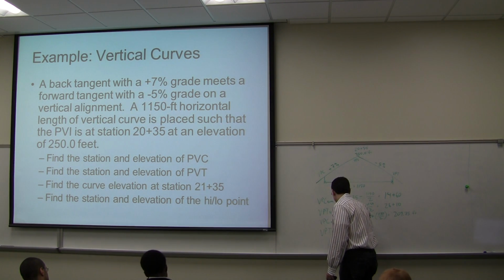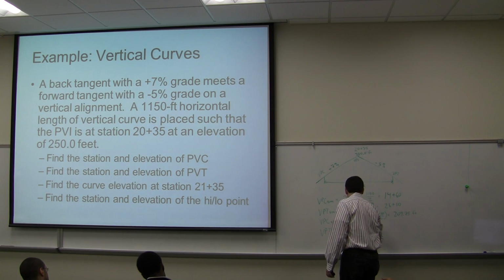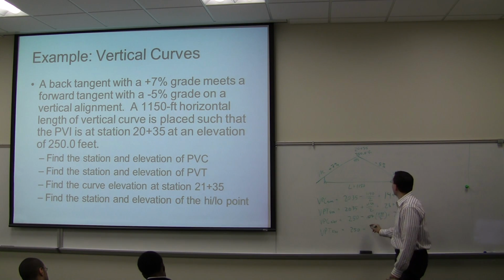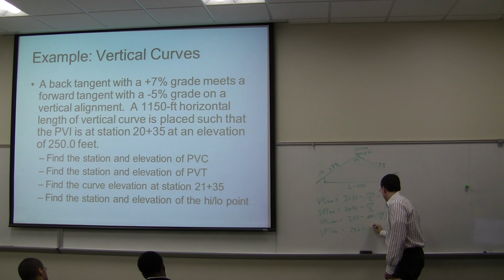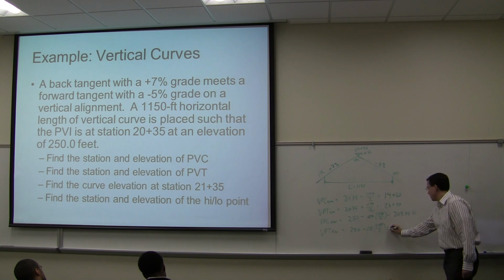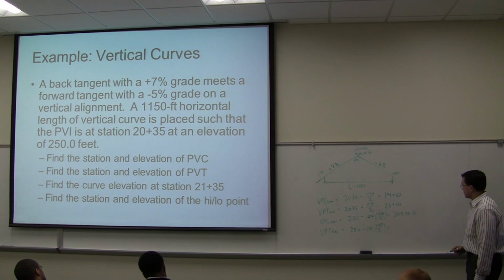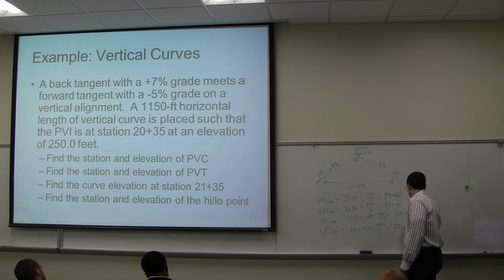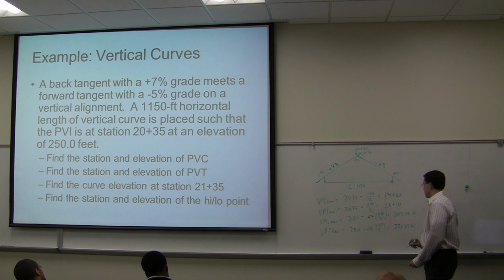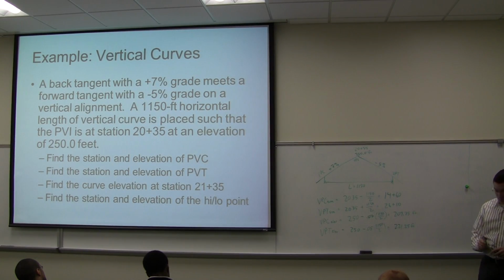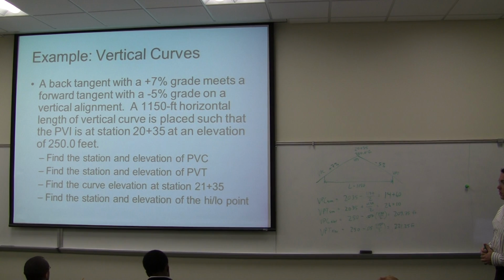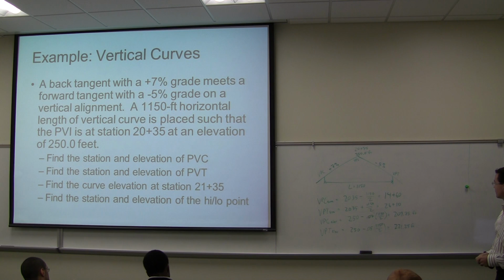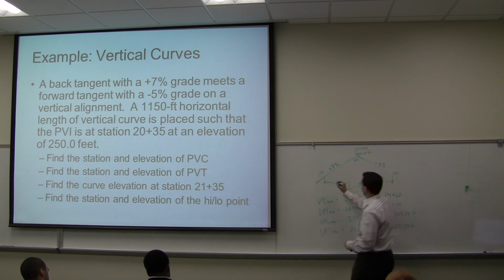VPT elevation is also going to be subtracted because we know that elevation needs to be lower. We're subtracting 0.05 times 1150 over 2. Any questions on those? I didn't actually draw a curve.